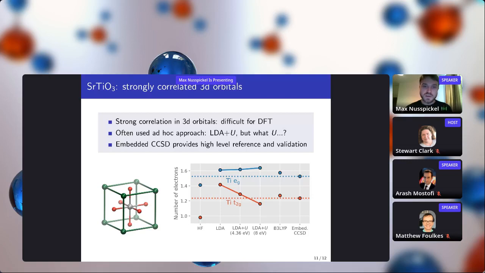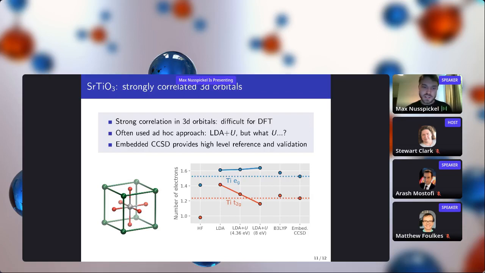But I think where this method is really the strongest is if we think about systems which have a bit more strong electron correlation, because this is where DFT really starts to struggle. For example, for partially filled 3D or any D or F shells, you get some strong correlation, and DFT often has problems with this. What you can do is look at an ad hoc approach such as LDA plus U, where you add a little bit of Hubbard U-like potential to your 3D states. But then the question is, what U should you use? And now with our embedded coupled cluster method, we can for the first time really give an ab initio high-level reference that you can look at.